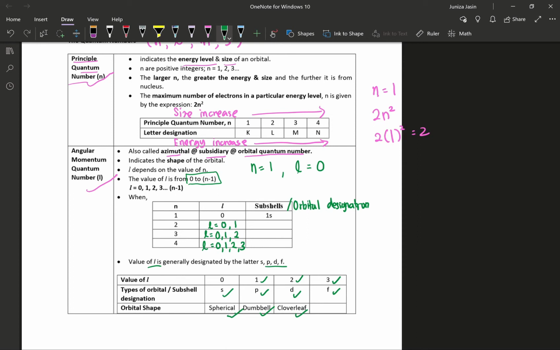So, let us fill in the orbital designation here. For n equal to 2, L equal to 0, maksudnya S. L equal to 1 maksudnya P. So, orbital designation dia ataupun subshell dia adalah 2S and 2P. Cara tulis dia, n di depan, lepas tu baru L. Okay, and then for n equal to 3, sini L equal to 0, S. L equal to 1, P, L equal to 2 is D. So, 3S, 3P, and 3D. Okay, and then next one is 4S, 4P, 4D, and 4F.